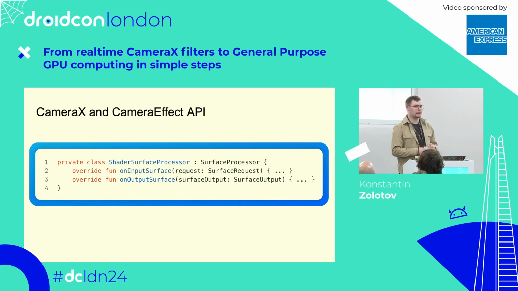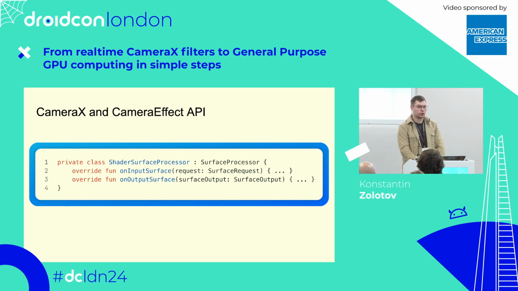On input surface, the library requests a surface where it will write the original frames, and your implementation will consume those frames to do the transformations. On output surface, we need to consume the surface that the library provides us. So we are providing a surface where the library writes. Then we read the surface, do the processing, and write the output to the surface provided on output surface. And then the library does all the things with displaying, saving the images, whatever you want.